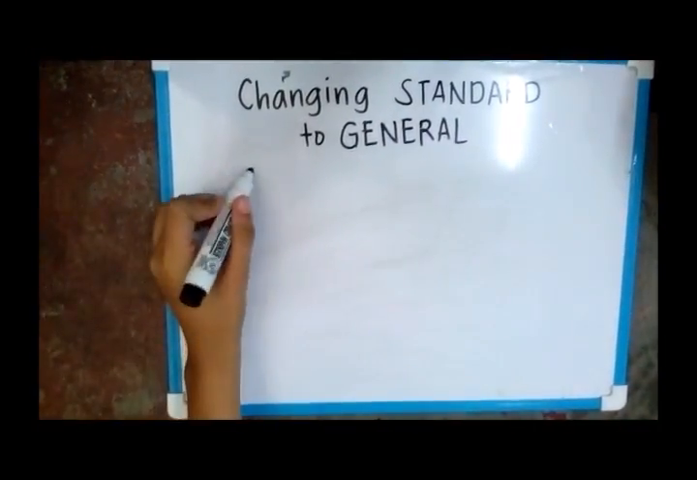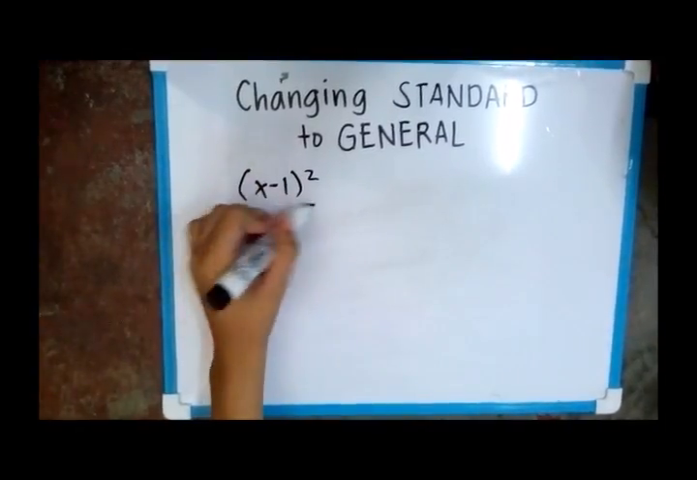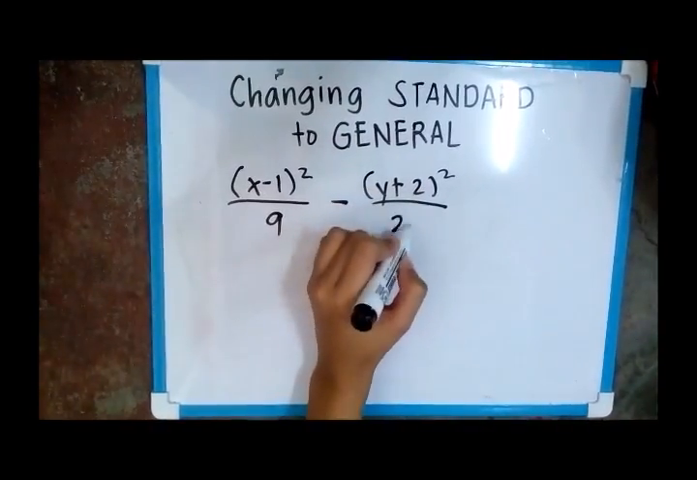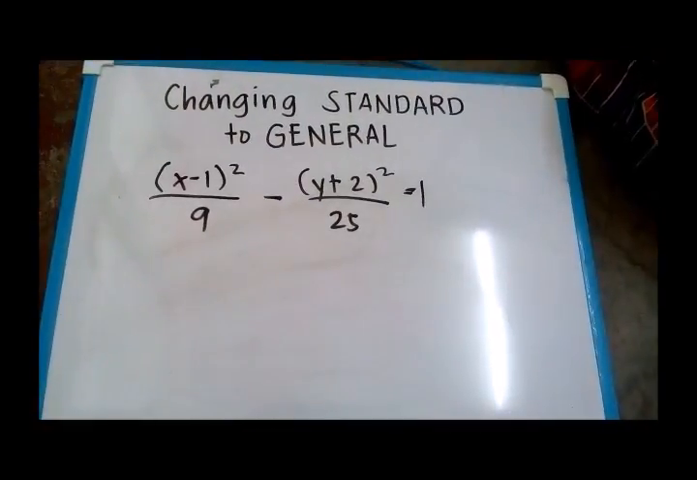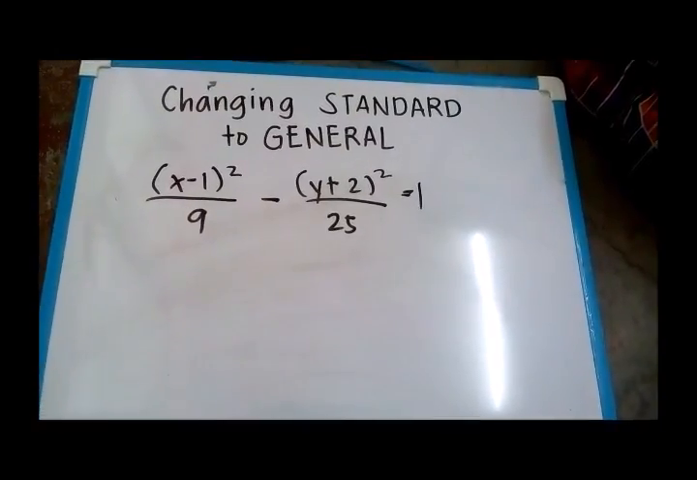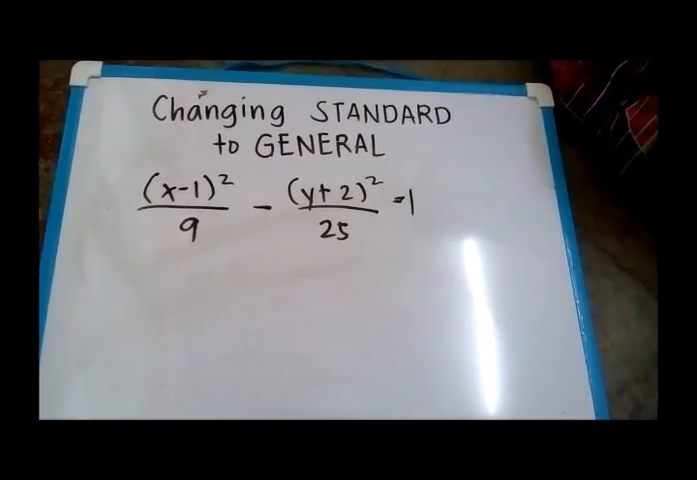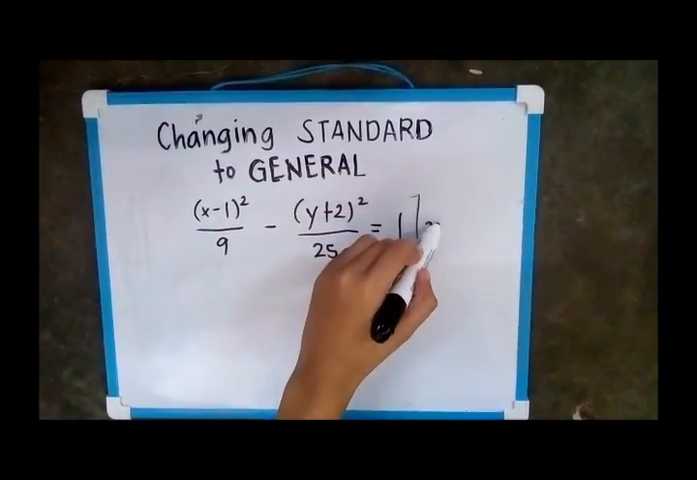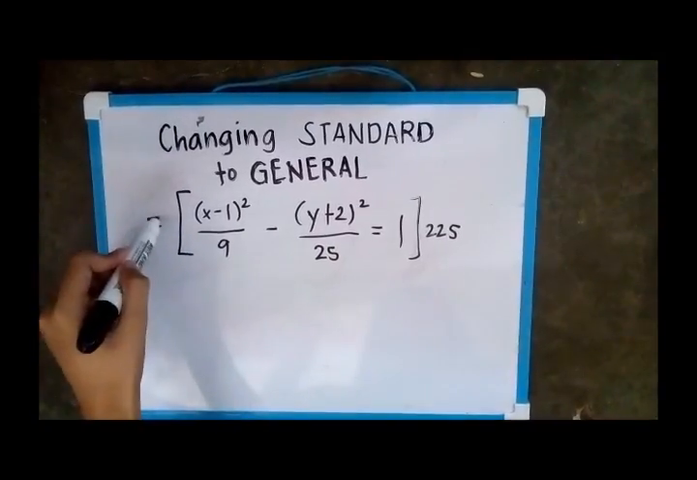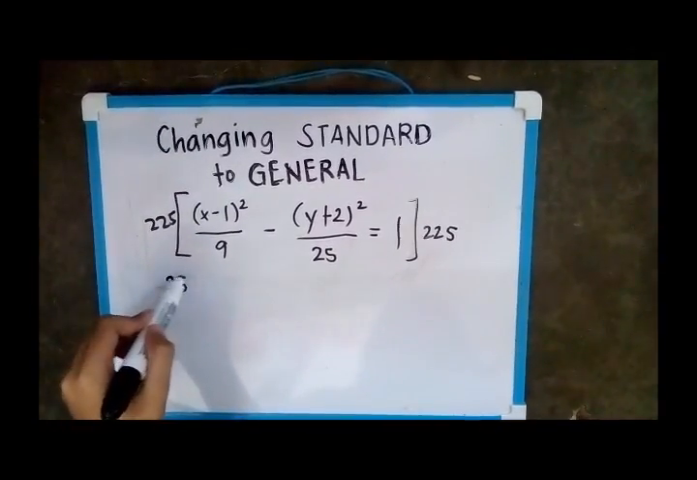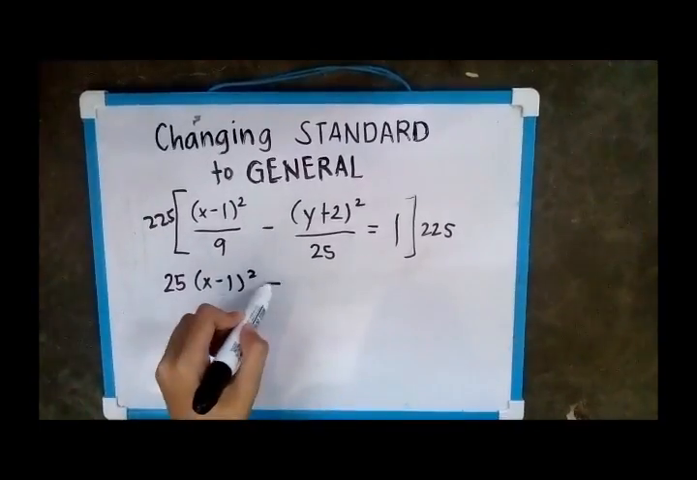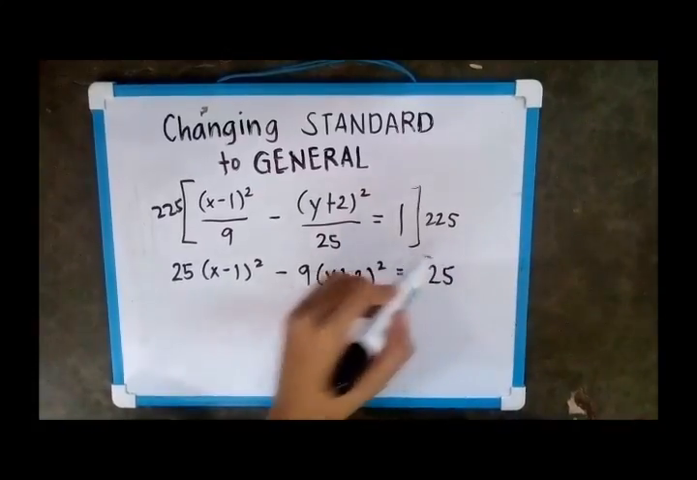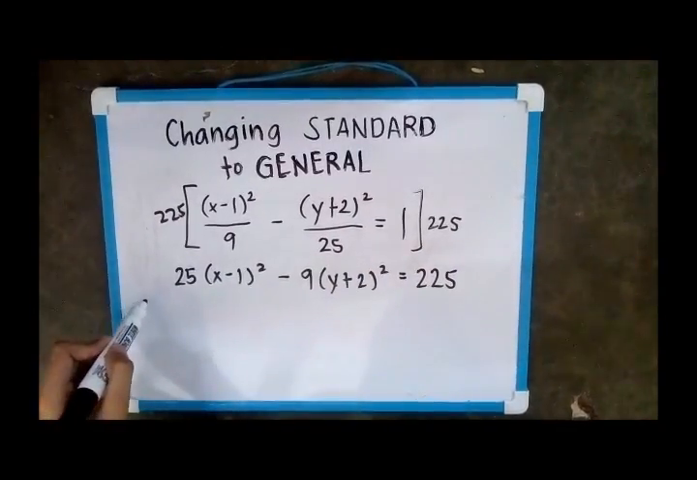For our second example, let's have (x minus 1) squared over 9 minus (y plus 2) squared over 25 is equal to 1. To change this to general form, we have to get the LCD. In this case, it is 225, and multiply it to both sides. The equation becomes 25 times (x minus 1) squared minus 9 times (y plus 2) squared is equal to 225.